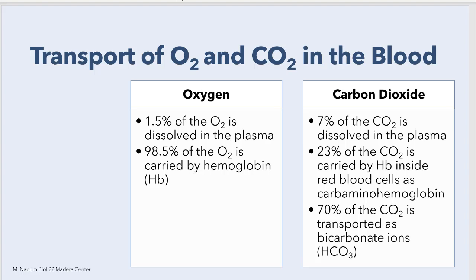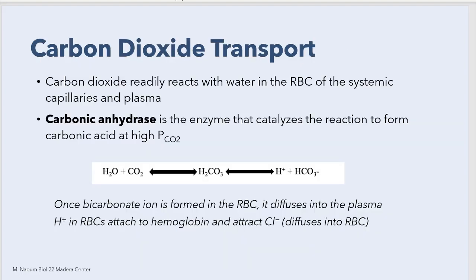For carbon dioxide, 23% is actually carried by hemoglobin, and hemoglobin can bind to carbon dioxide as well. 7% of it can be dissolved in the plasma, but the majority of carbon dioxide is transported as bicarbonate. Bicarbonate is an ion that forms when there's carbon dioxide in the blood. It also functions as a buffer. This is how you might have seen it before.